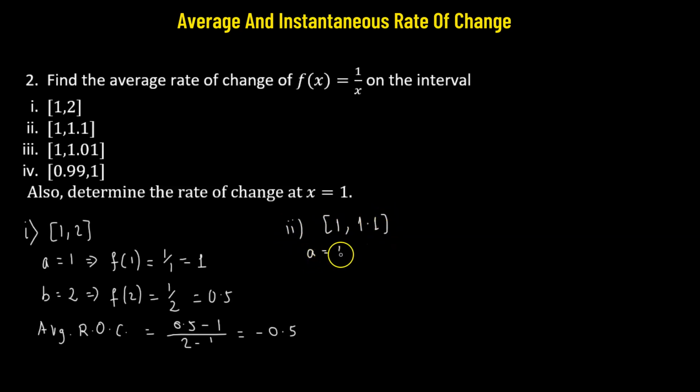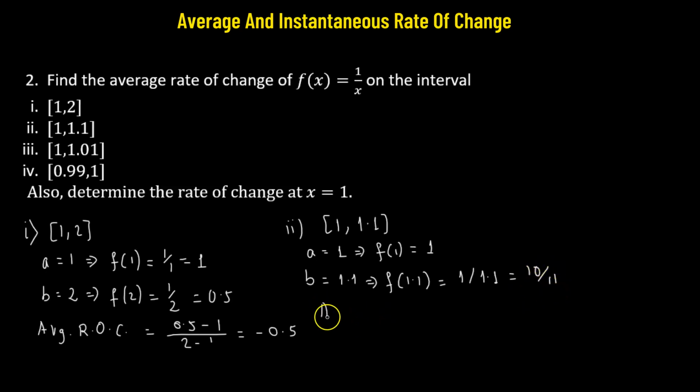Coming to the second interval, this is 1 to 1.1. So we have the value of a, which is 1, so f of 1 is very simple, 1 over 1, which is simply 1. And b is 1.1, which implies f of 1.1 equals 1 over 1.1, or 10 over 11. So our average rate of change will be equal to f of b, which is 10 over 11, minus 1, divided by b, which is 1.1, minus 1. So this value will be approximately negative 0.909090.